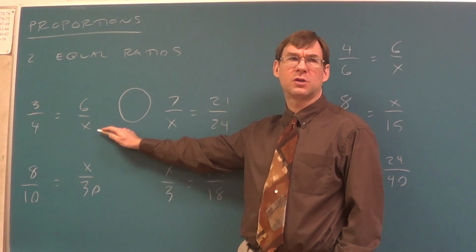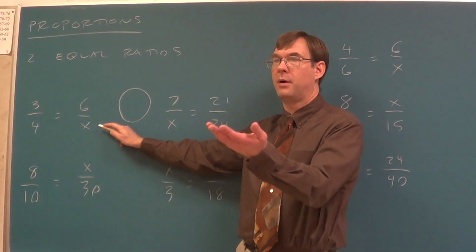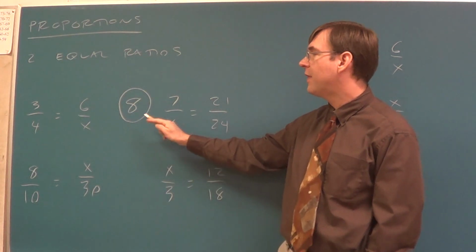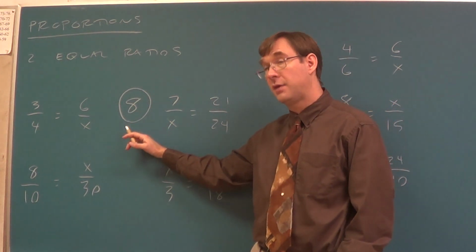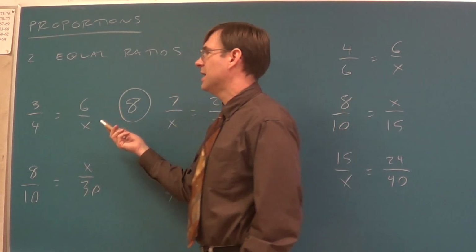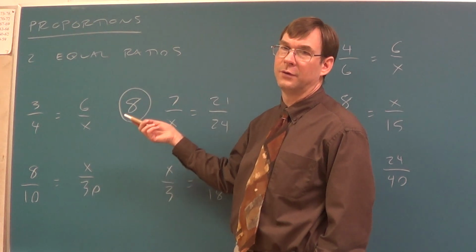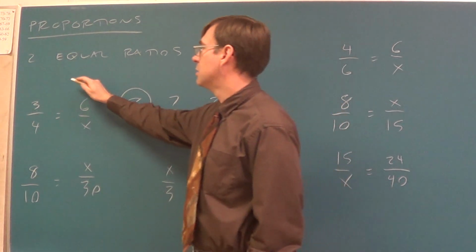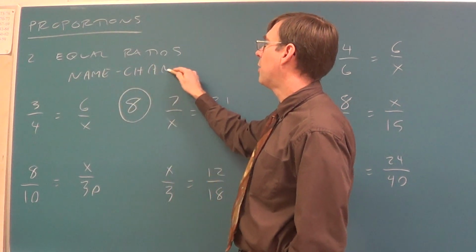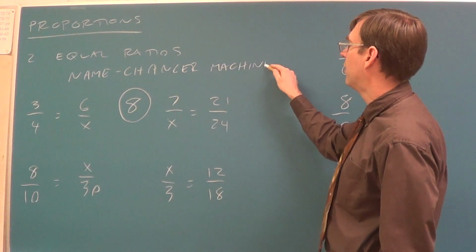Can anybody for this one, without having to learn new math, tell me what is the missing number? This is an 8. Can somebody other than him who got the 8 explain how he got the 8? Multiply 4 by 2. That's correct. Okay, what thing is this that we've learned this year? It's the name changer machine. Sometimes we can use the name changer machine to figure out proportion problems. Other books will call this equivalent fractions.